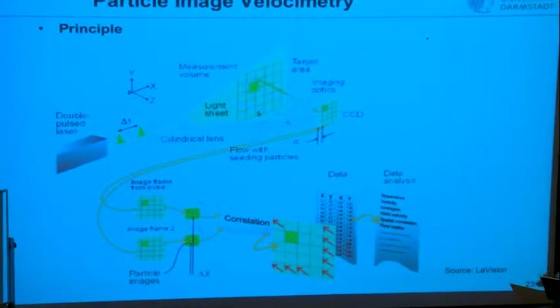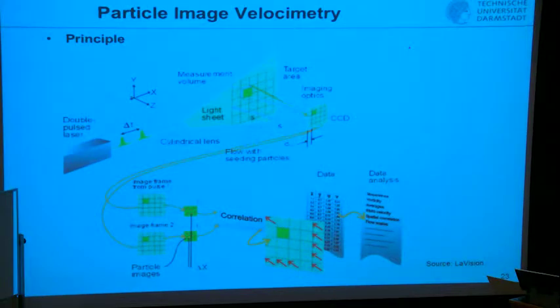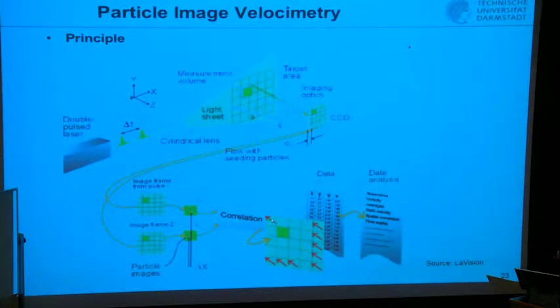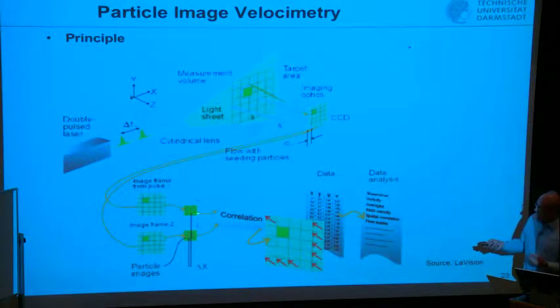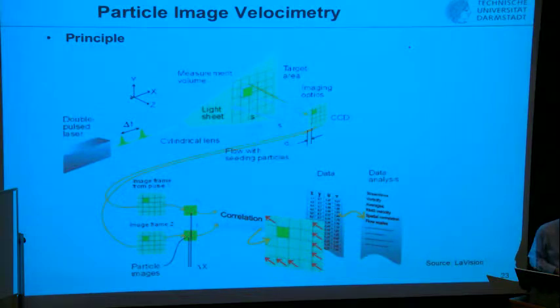You're looking for this most probable shift so that these 2 patterns match best possible. And this is done by a cross correlation, where we will see later on how this is done mathematically, and it allows you to make a guess of the velocity within such an interrogation volume. This defines your spatial resolution, and the advice is typically around 10 particles in such an interrogation volume. You're looking for the most probable shift in this area. Okay? A very different technique compared to laser Doppler velocimetry.